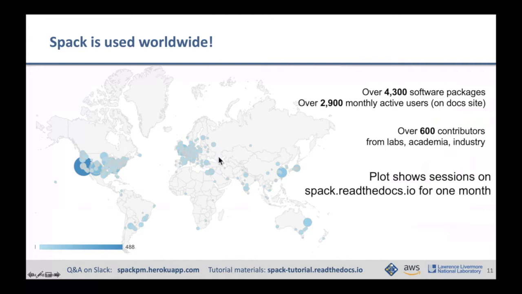This is just a map of all the places we've received hits on our documentation site recently. It's got over 4,300 software packages. We get close to 3,000 monthly active users on the doc site, so that's where all these dots are coming from. And over 600 people have contributed to Spack in one way or another. A lot of those people just contributed a new version of some piece of software, but every contribution is valuable, and we've tried to make it easy to contribute to Spack so that we can grow the community.